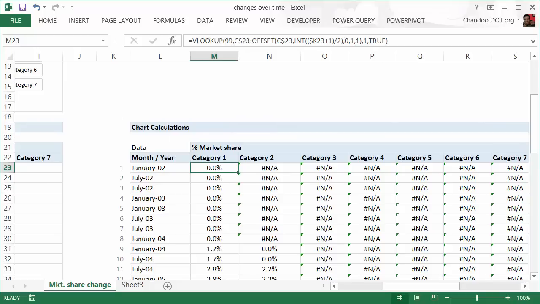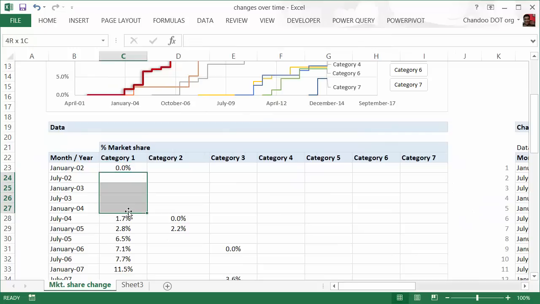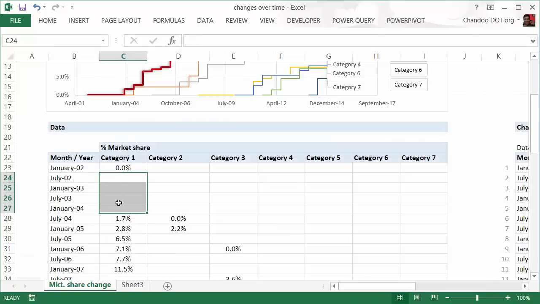What is the categories 1 value? Well, there are 2 puzzles to solve here. The first puzzle is, if there is a blank, we have to assume it's the same value as the one above. The second puzzle is that we need to repeat the value. Here we are repeating 3% 2 times, whereas here it is only printed once. So the repetition needs to happen. Likewise, wherever values are missing, we need to go back and get the prior value.